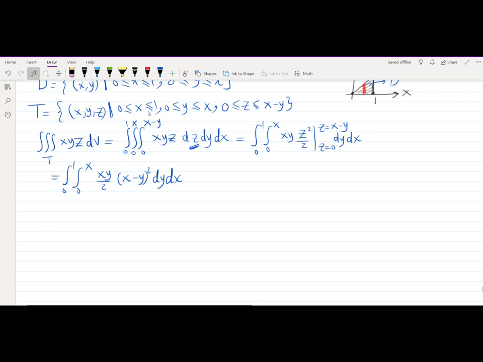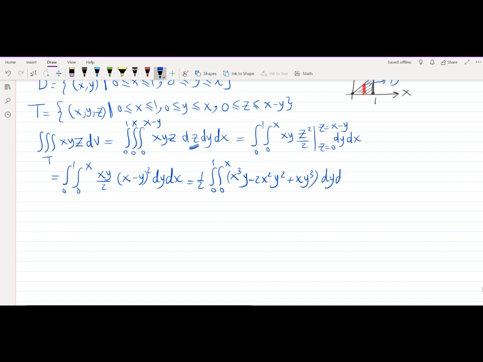You have to expand this (x minus y) all squared bracket and distribute xy over 2, which leads us to this integral, which equals one half, a constant factor outside the integral, times the integral from 0 to 1, the integral from 0 to x, of x cubed y minus 2x squared y squared plus x y cubed, all of this dy dx.